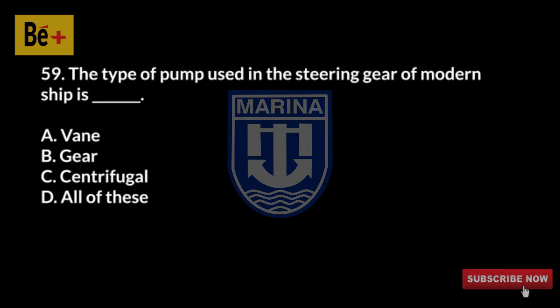The type of pump used in the steering gear of modern ships is: A. Vane, B. Gear, C. Centrifugal, D. All of these. The answer is A. Vane.